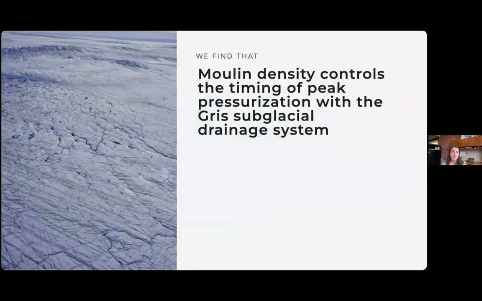So the key takeaway from this is that moulin density controls the timing of peak pressurization within the subglacial drainage system, and also moulin density, particularly at our higher elevation sites, is responsible for some of these non-local controls and coupling. So the moulin density of an area is very important, right? Because it's controlling our catchment size, those lags in the timing of meltwater delivery to our moulins, but also is influential in our hydrodynamic coupling relationship there, local versus non-local controls.